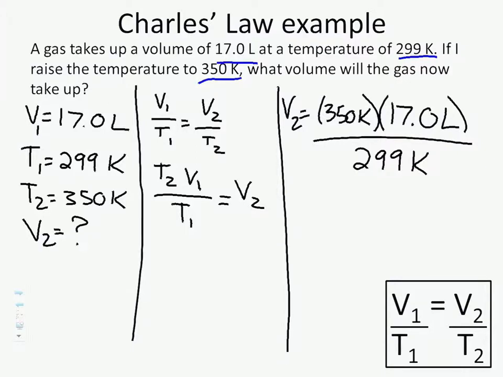All right, let's check what units we're going to have. Kelvin on the top is canceling with Kelvin on the bottom, so we'll be left with liters, which is what we want. Then let's put our numbers into our calculator and see what our final answer is. 350 times 17 divided by 299 will give us 19.89965.